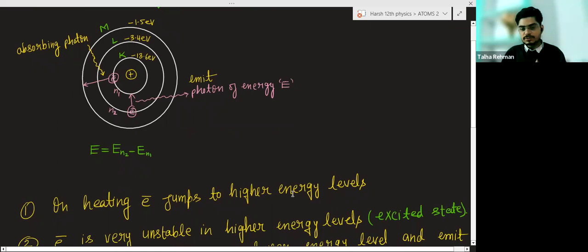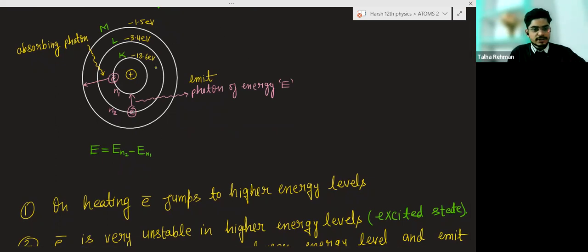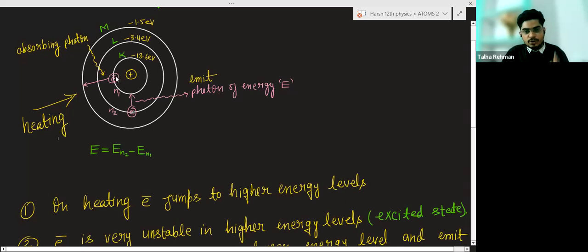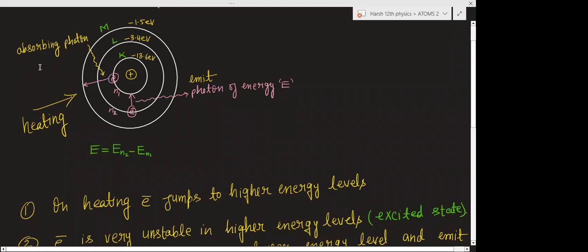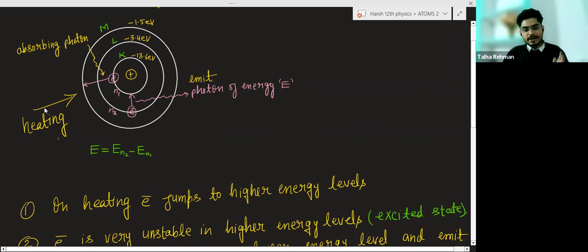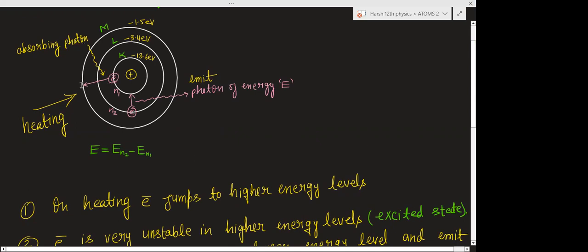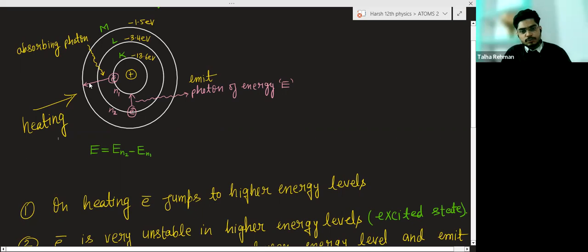Now see why the emission spectrum is happening. On heating, the electron jumps to a higher energy level. Suppose this is the atom, and this whole thing is inside the atom. You are heating this. The electron is initially here. This electron will absorb heat, or you can say radiation, and will move to the higher energy level.